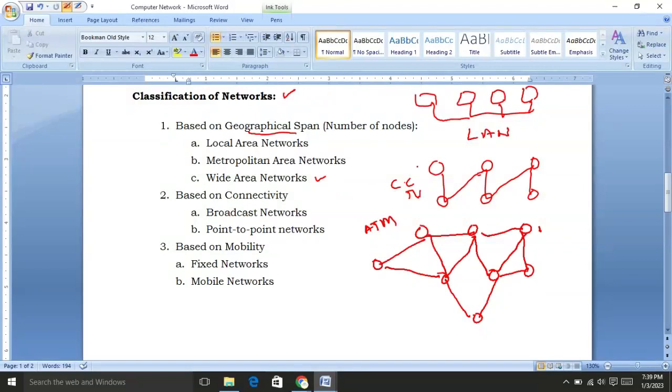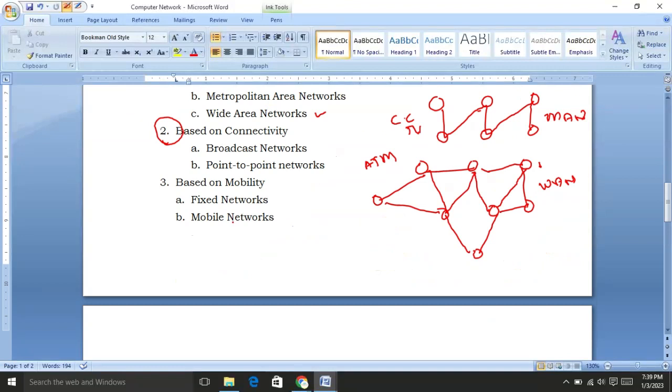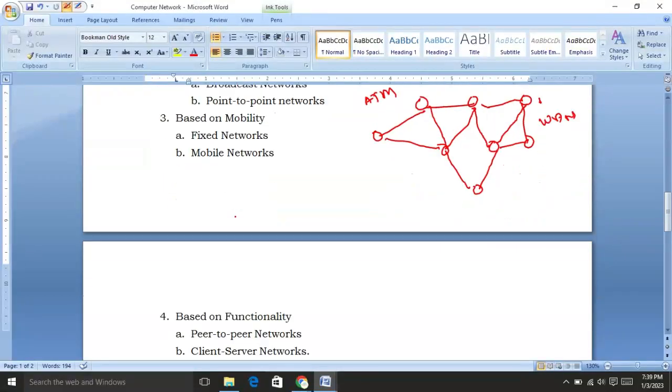So here we divide all these networks, LAN, MAN (metropolitan area network), and WAN (wide area network), based on their span. They are based on the number of nodes or how much the network spreads. This is the first criterion I am going to consider. The second one is based on connectivity, how they transfer the data. One is the point-to-point network, another one is the broadcasting network.